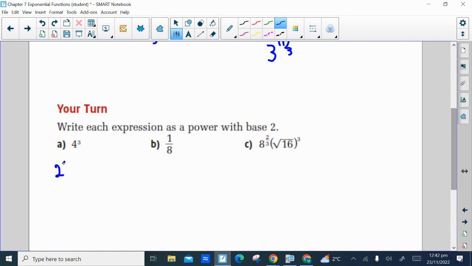So 4 would be 2 squared, and because the 4 is cubed, the 2 squared would be cubed as well. And then when you multiply the exponents, you'll get 2 to the 6.